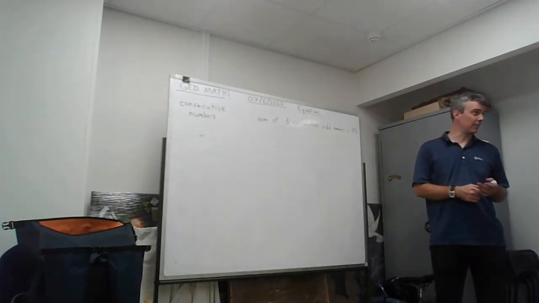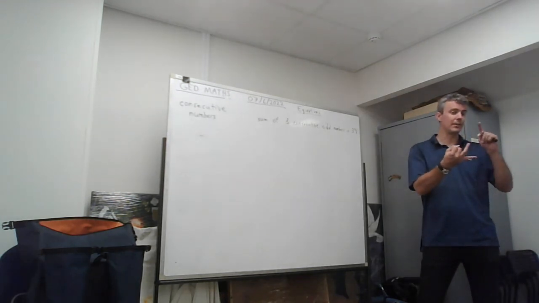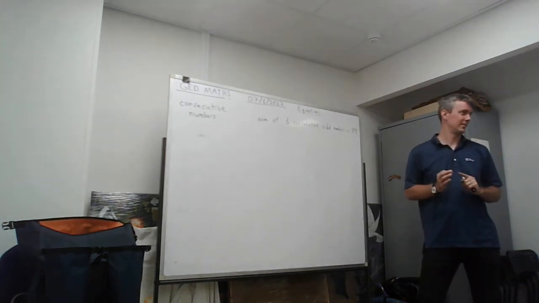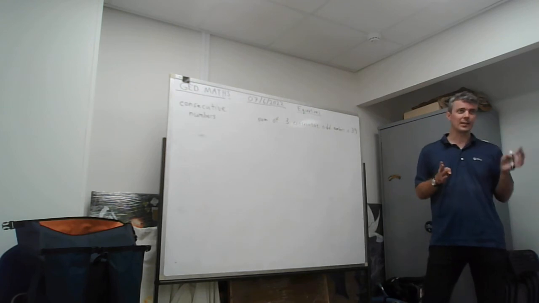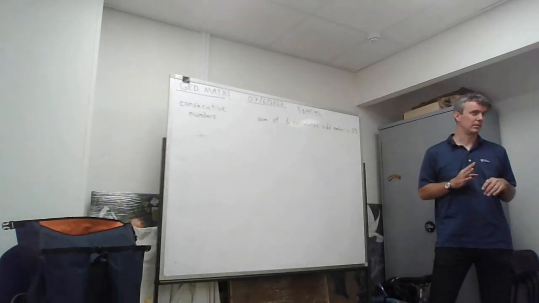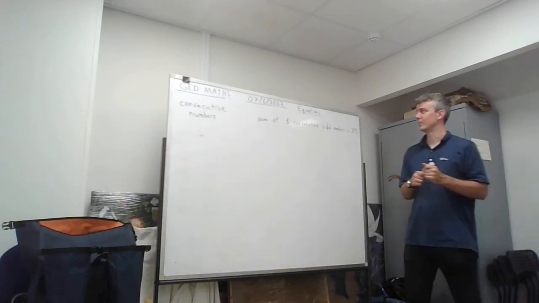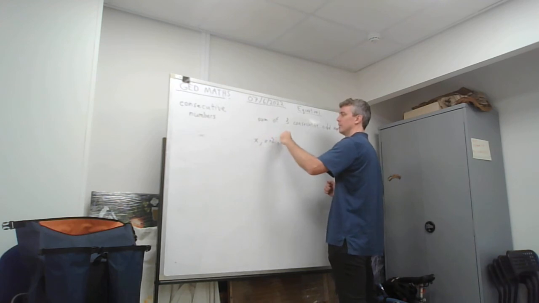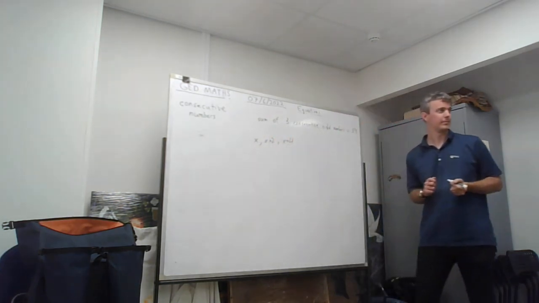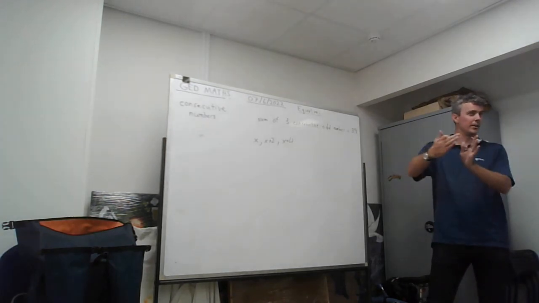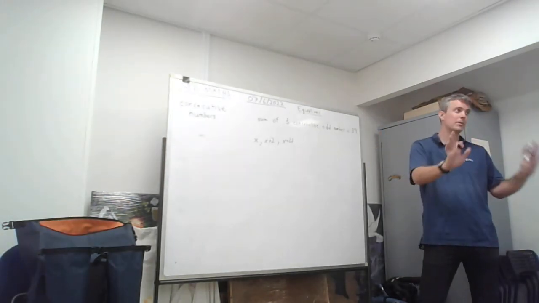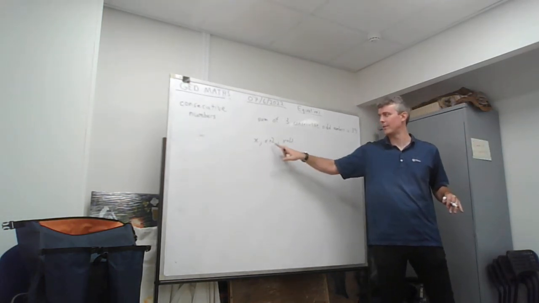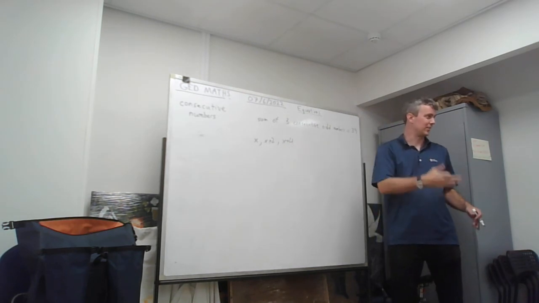So consecutive odd numbers would be like 7, 9, 11, or 13, 15, 17, 19. So for consecutive numbers, how much is between each one? 2, right? So we do the same thing, but this time it's going to be x plus 2, x plus 4. Because they're odd, but they come right after each other. So it's the same concept, except now it's odd, so you have to put 2 between them. If this one is 3, this one is 5, and this one is 7. That's the consecutive odd numbers.